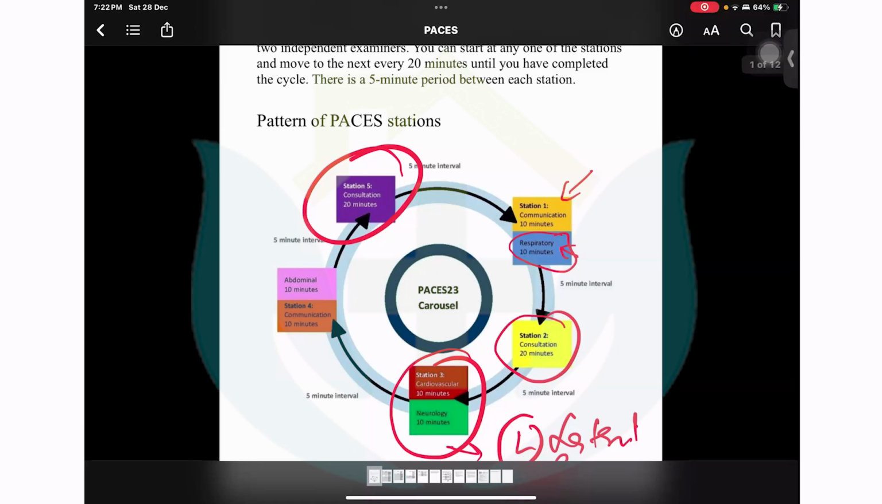Yeah. So in the communication, basically, they will give you something to communicate with the patient. Like they will give you a case scenario, like a patient has recently been detected with multiple sclerosis. Open up the bad news to them. So you should be prepared enough to have a lot of empathy, a lot of giving space. That is why it's 10 minutes.